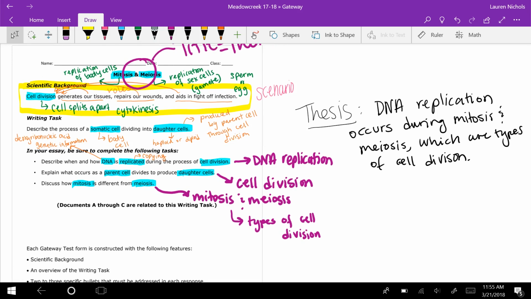You could say that mitosis and meiosis incorporate DNA replication and cell division in order to occur. You could put them in many different ways, and I would almost challenge you to practice writing as many versions of a thesis as you can before actually taking the gateway on Monday.